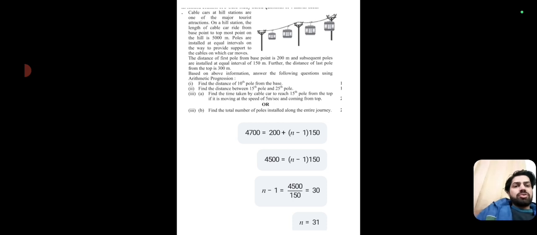And if you solve using this formula, An is equal to A plus n minus 1 into D, n will come out to be 31. So the total number of poles will be 31.